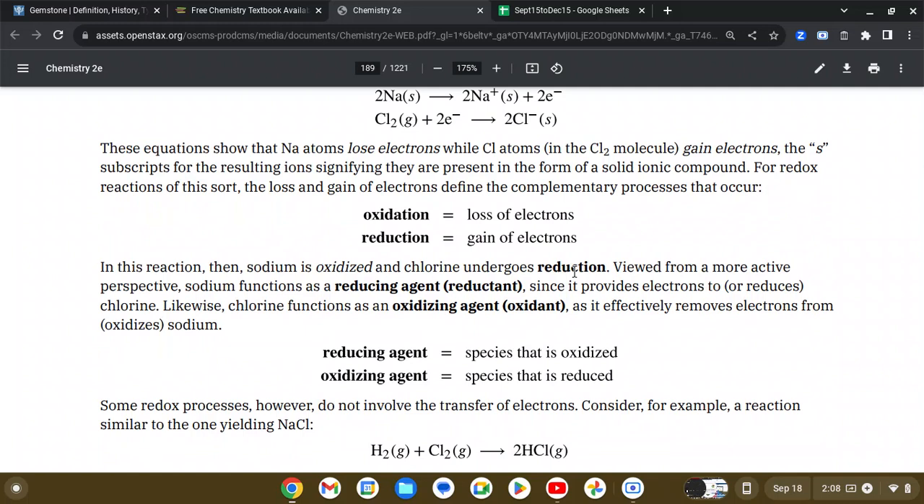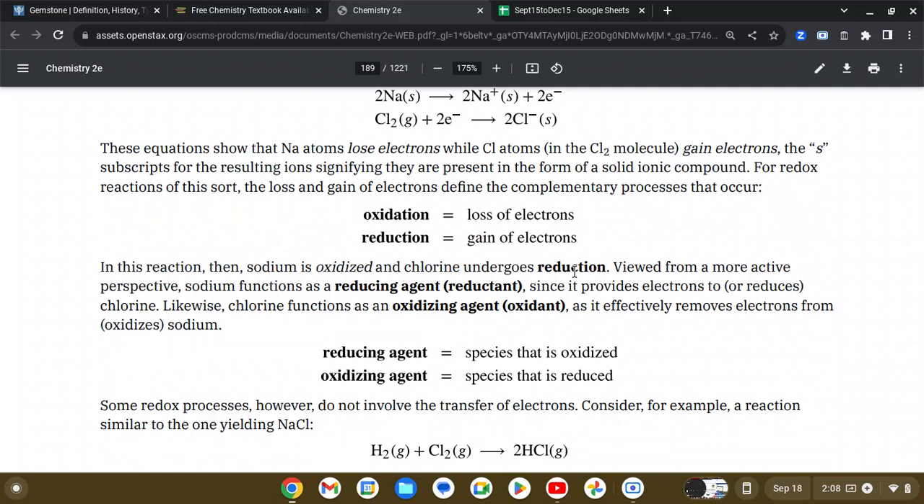For redox reactions of this sort, the loss and gain of electrons define the complementary processes that occur. Oxidation is the loss of electrons. Reduction is the gain of electrons. In this reaction, then, sodium is oxidized and chlorine undergoes reduction.